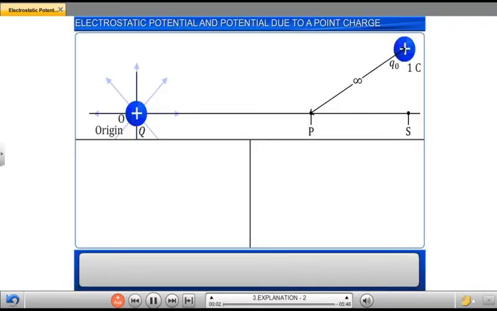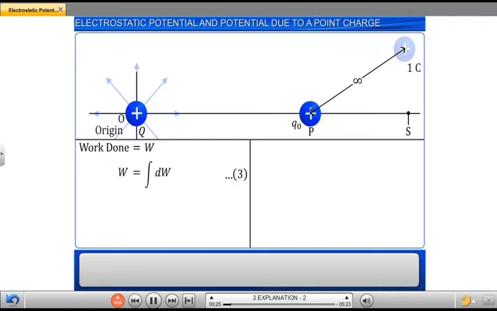Now let us assume that the unit positive charge is brought from infinity to point P in the electric field, and let work W be done for this process. Then W is equal to integral dW. Let this be equation 3.